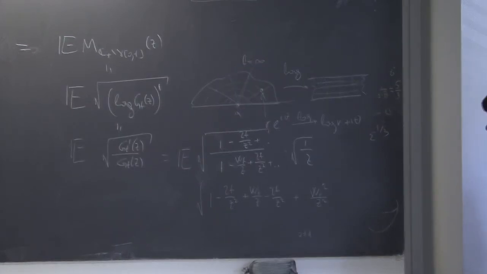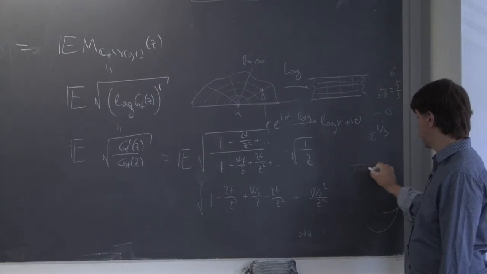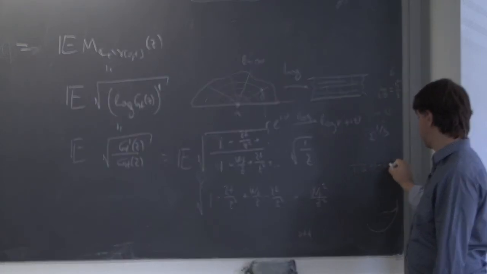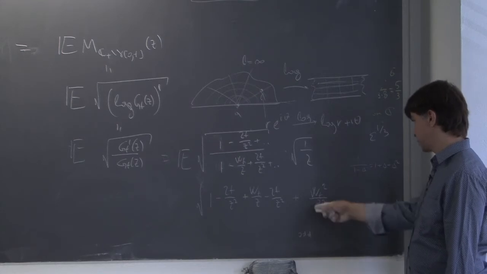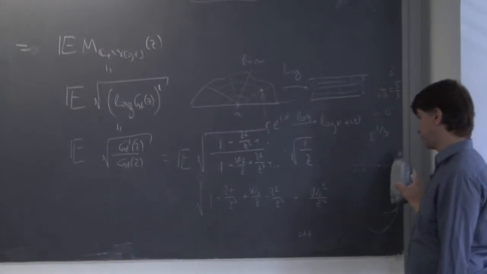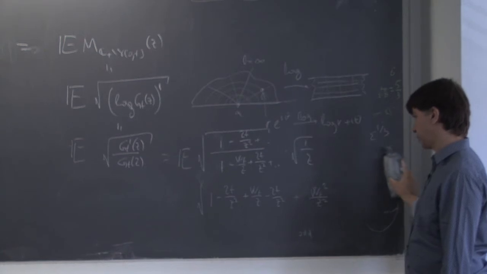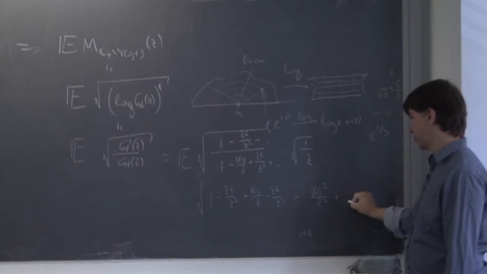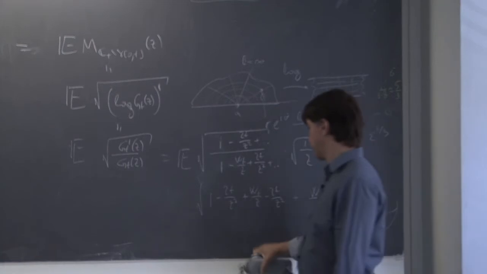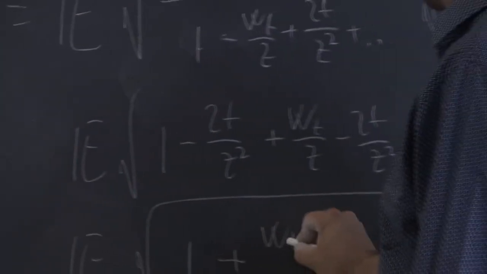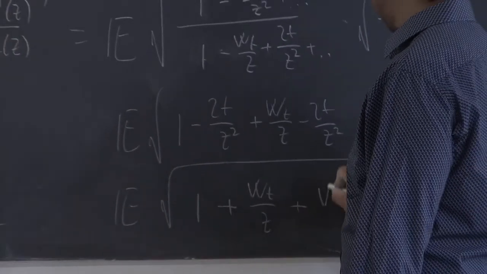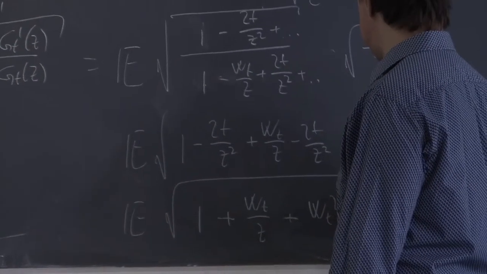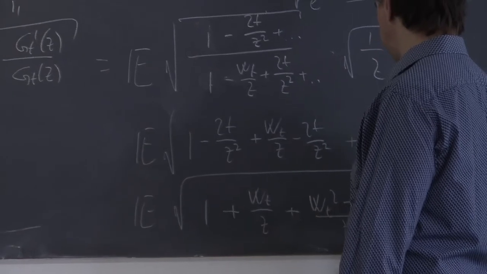So 1 minus 1 over 1 minus delta is 1 plus delta squared. Yes. So just that, plus small order terms. So it's the square root of 1 plus wt over z plus wt squared minus 4t over z squared plus small order terms.